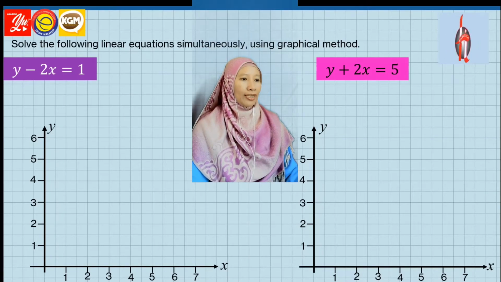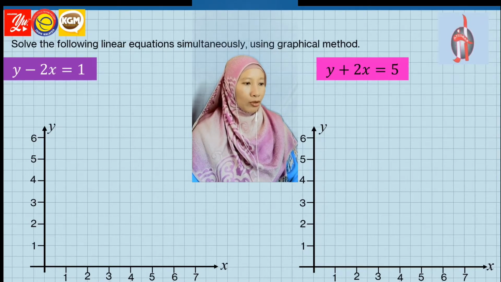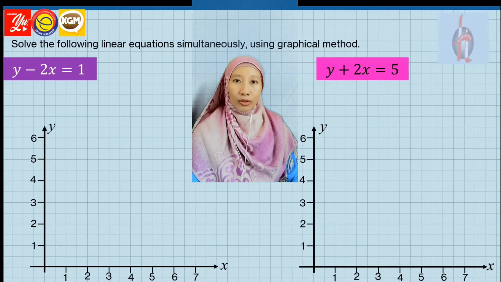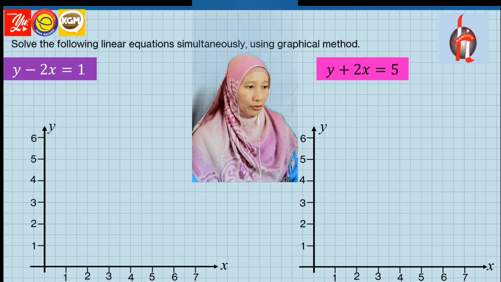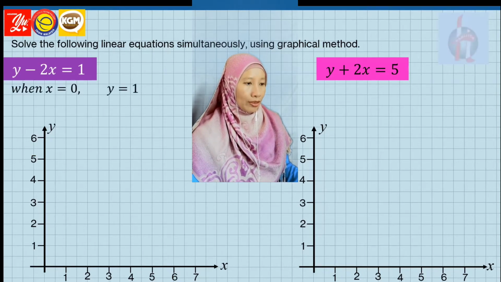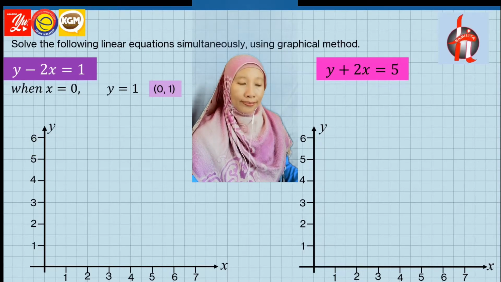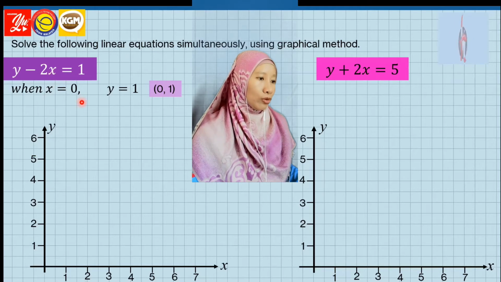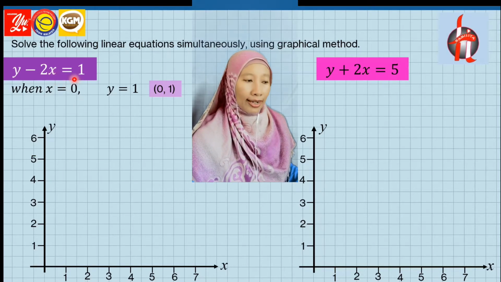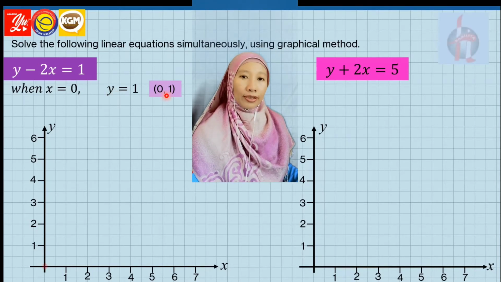Solve the following linear equations simultaneously using the graphical method. So here you have two equations, y minus 2x equals 1 and y plus 2x equals 5. Okay, let's do one by one. We choose one value for x. In this case, we take x equals 0 and therefore y equals 1. When we substitute the value of x equals 0 in the equation, you get y equals 1, and therefore the coordinate is (0, 1).